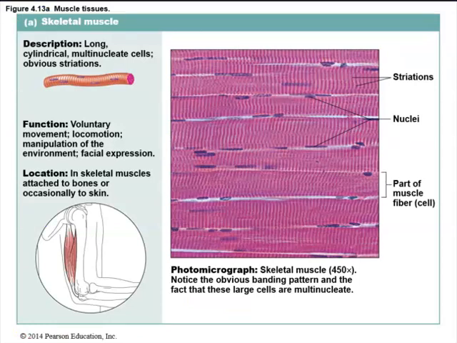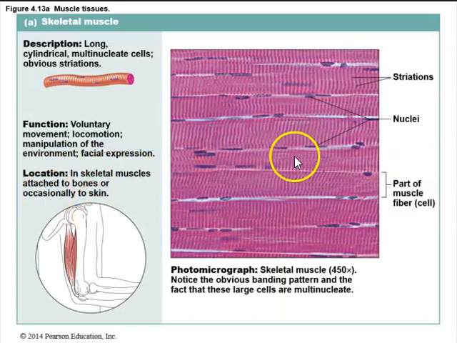Here we see a slide of typical skeletal muscle. We can see the long cylindrical parallel muscle fibers. We can see multinucleate cells, so many nuclei. And then, of course, our obvious striations within the skeletal muscle fiber. Function of the skeletal muscle: voluntary movement, locomotion, manipulation of the environment, as well as our muscles of facial expression. We can find skeletal muscle attached to bones or sometimes attached to skin.